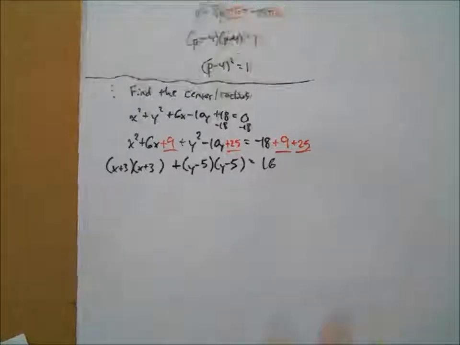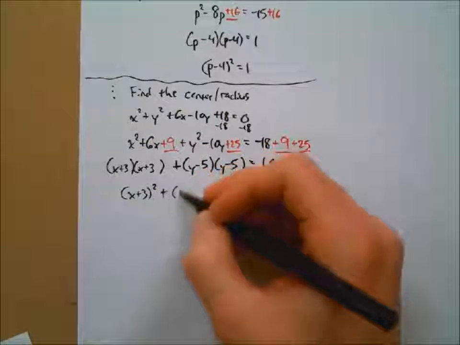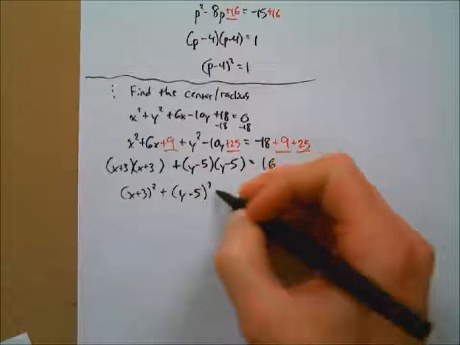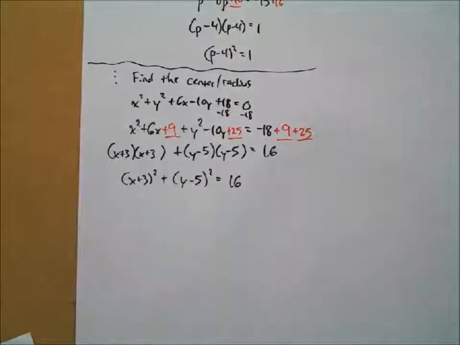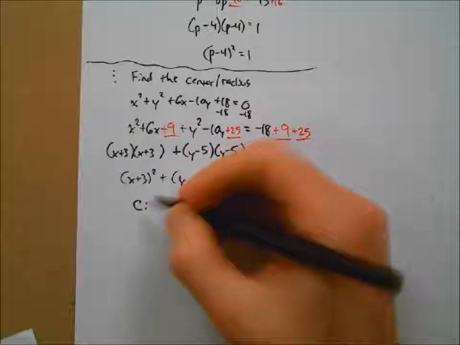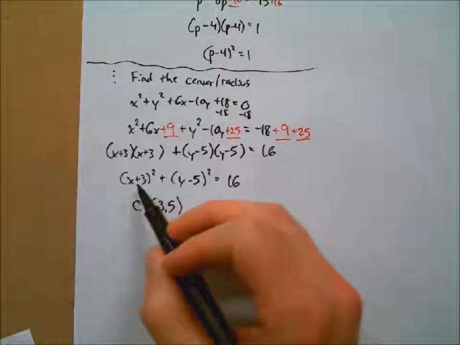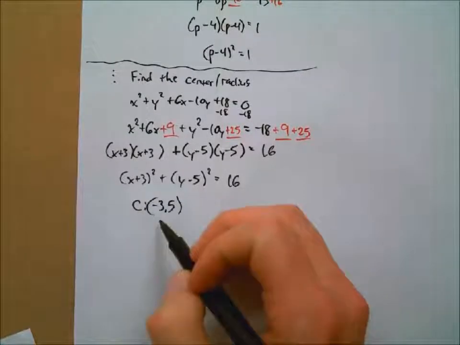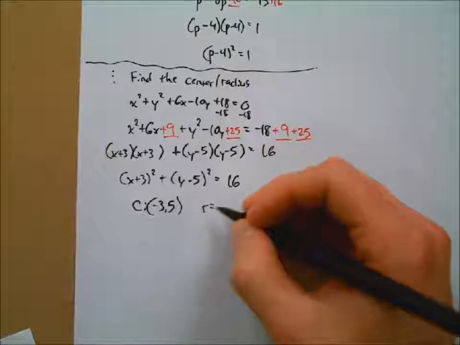Perfect. So now we can finish putting these together. We have x plus 3 quantity squared plus y minus 5 quantity squared equals 16. All right. And there's the equation of our circle. The center of the circle is negative 3, 5. Remember, it's the opposite of the sign. It should be x minus h, so if you have a plus 3, that means it's going to be negative 3. And y minus k, so it'll be 5 there. Okay, that's the center. And then the radius will be?